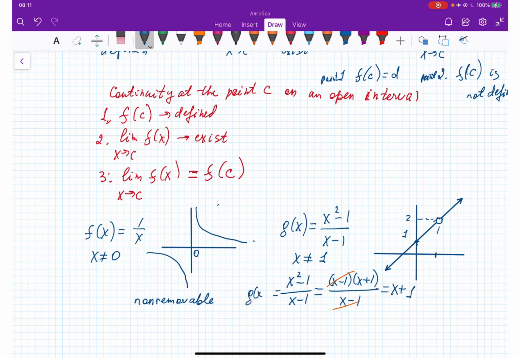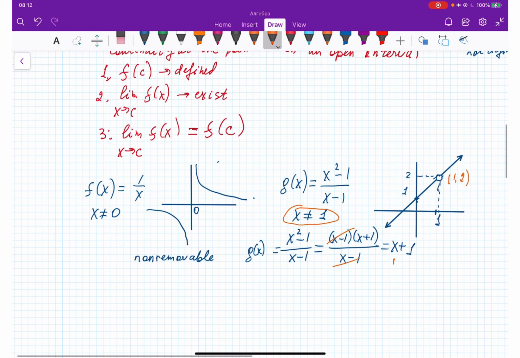Okay? Now, where does this hole come from at the point x equals 1? This one. x cannot be equal 1. If it cannot be equal, that means we have a hole. So at the point 1 and 2, we have a hole. How did we figure out that it's 2? Because if I plug in 1 here, 1 plus 1 is 2, right? So at the point 1 and 2, we have a hole.